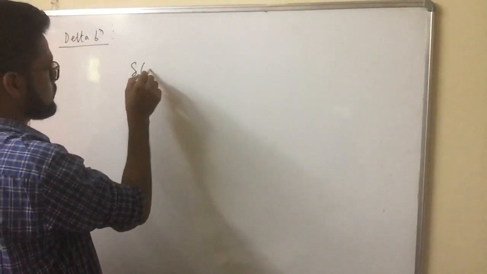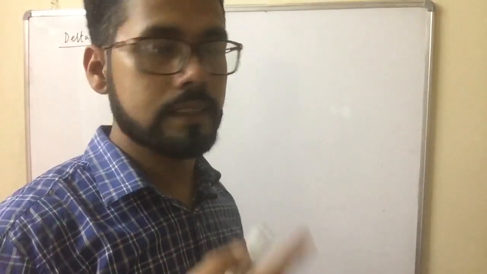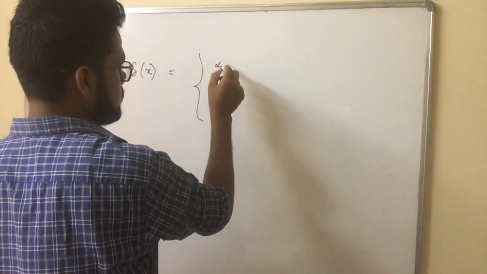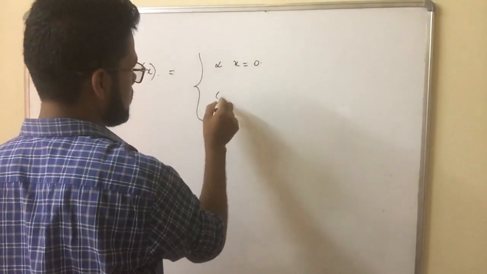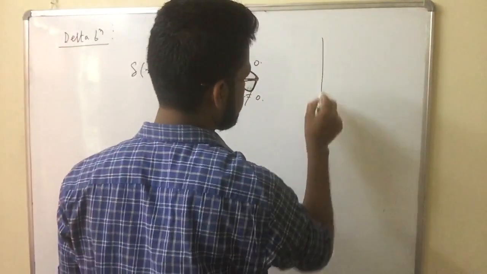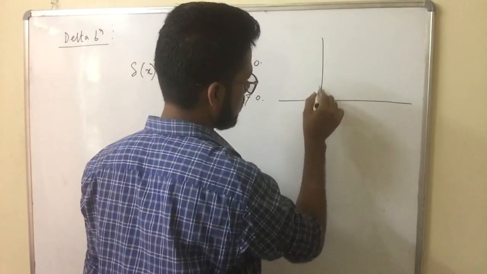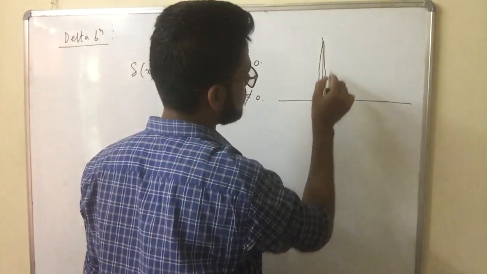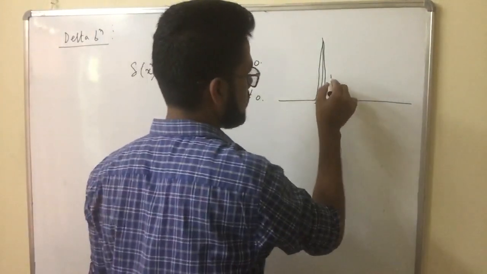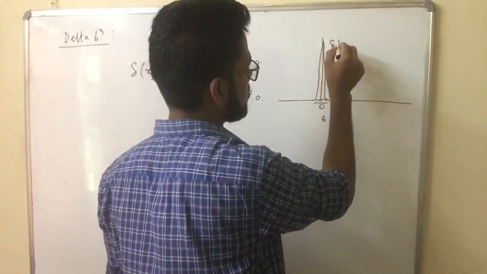First of all, the delta function is defined. I have defined this delta function in a three-dimensional system, but first I have to know what a delta function is. The delta function is defined as infinity at x equal to 0 and 0 at x not equal to 0. That means there is an infinitesimally small width. Suppose the breadth is epsilon, then the height will be 1 by epsilon, so the area, 1 by epsilon into epsilon, is equal to 1. This is the delta function delta of x.